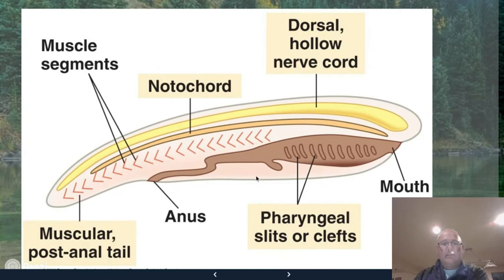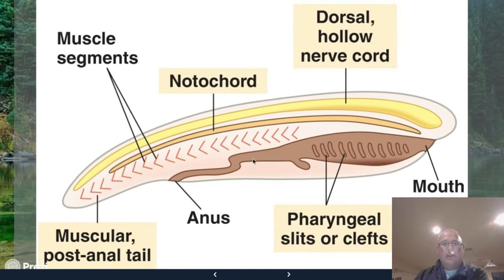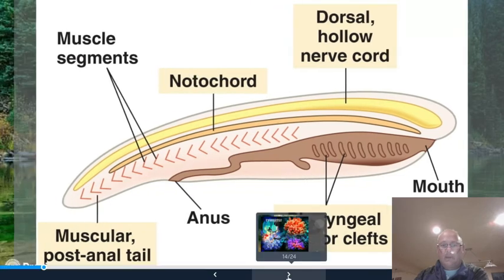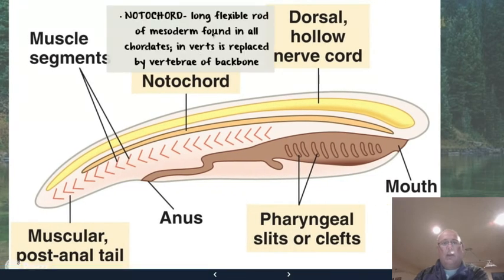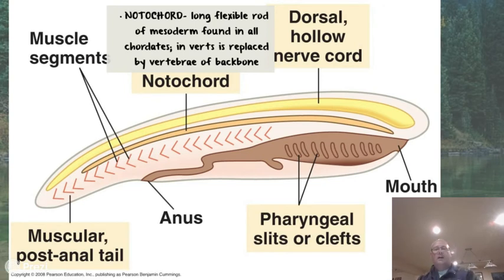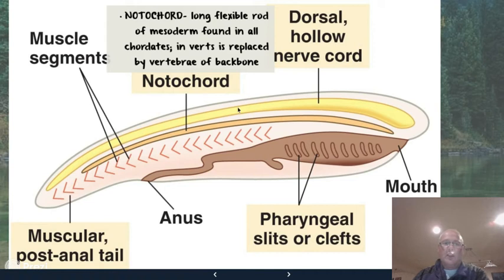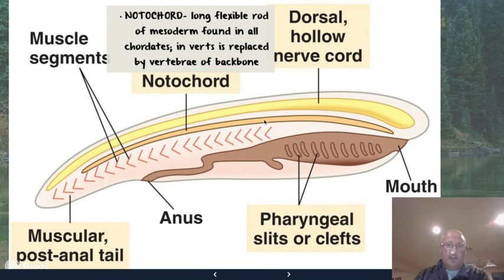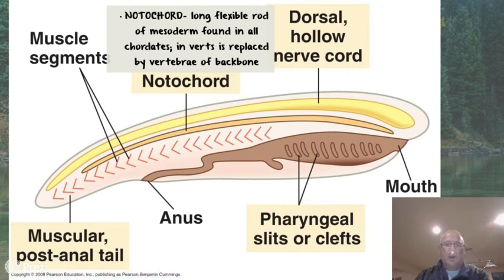So looking at some definitions here of what we're talking about. The notochord, by definition, is the long, flexible rod of mesoderm found in chordates. In humans, this little structure that's very prominent in the embryo will eventually turn into each of the vertebrae that surround your spinal cord. So this will change and morph into the vertebrae, the bones of your backbone.